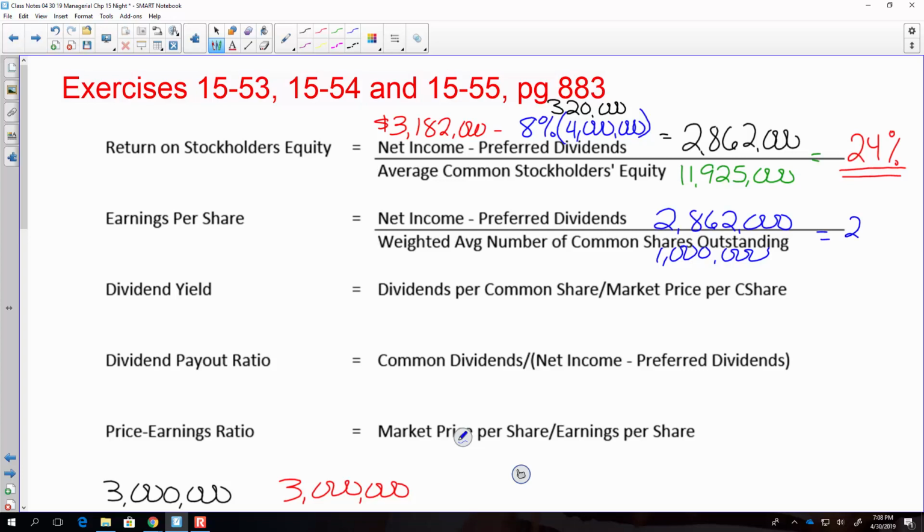So $2.862 per share is the earnings per share. $2.86 per share. Again, the numbers don't mean much by themselves. We'd have to compare with other years.